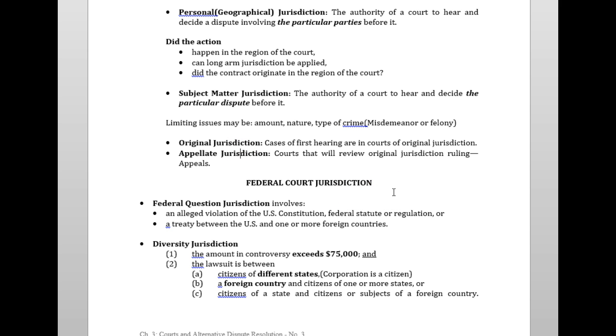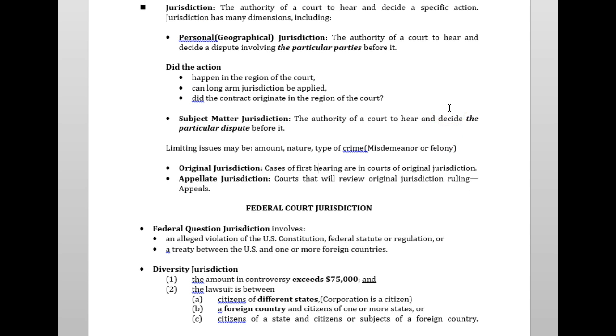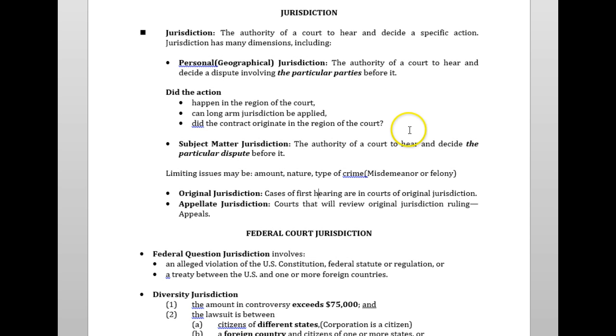And the appellate or appeals court is where verdicts from the original jurisdiction will be heard and decided if there's been any error in interpretation of the law or any error in the procedure of the court in general. So that kind of sets your jurisdiction up overall.